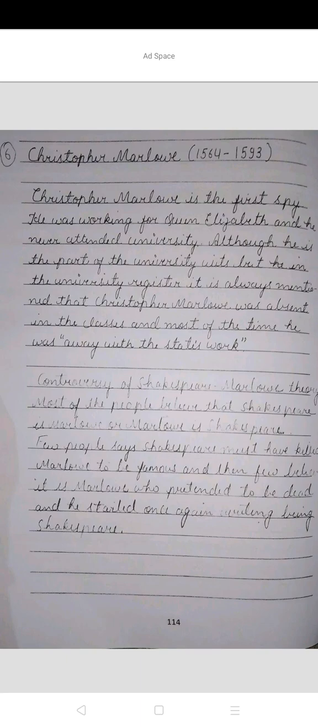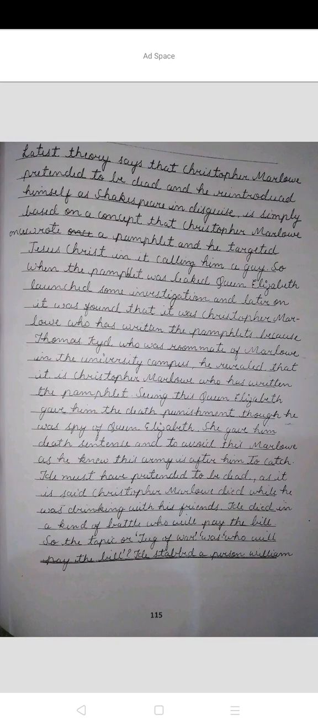Controversy of Shakespeare, and the Marlowe theory. Most people believe that Shakespeare is Marlowe or Marlowe is Shakespeare. Few people say Shakespeare must have killed Marlowe to become famous, and a few believe it is Marlowe who pretended to be dead and started writing again, being Shakespeare. The latest theory says that Christopher Marlowe pretended to be dead and reintroduced himself as Shakespeare in disguise.